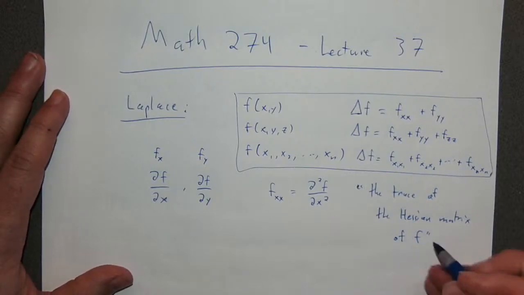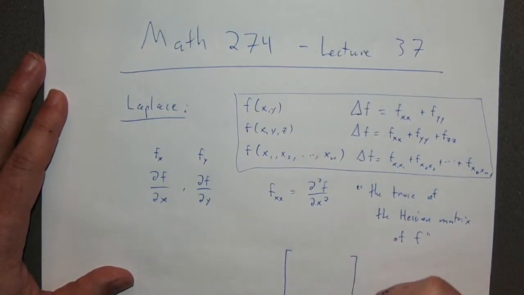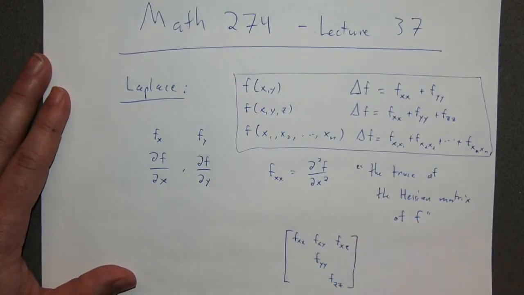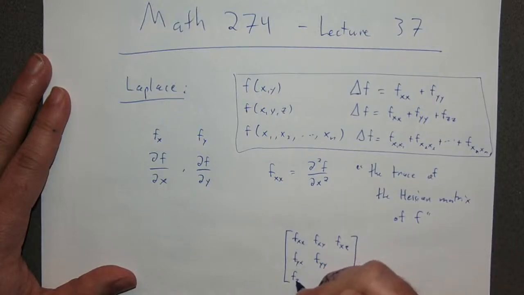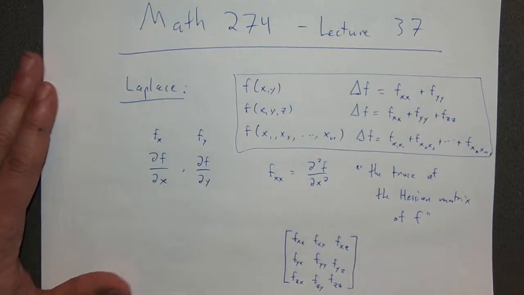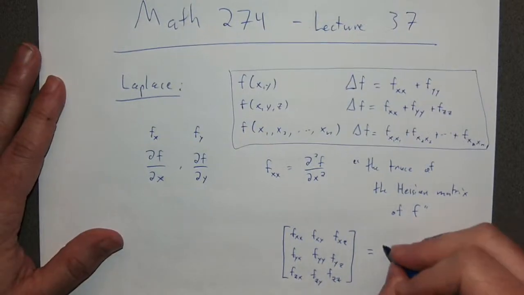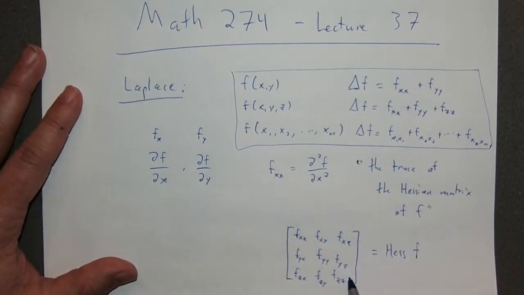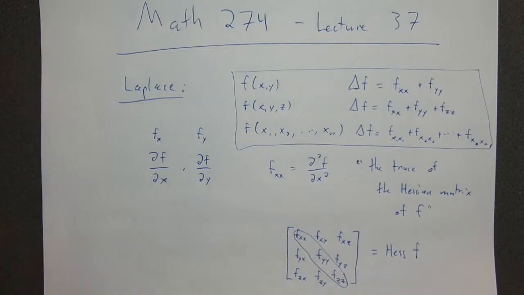So if you write out the Hessian matrix of a function, say of three variables, you'd have f sub xx, f sub yy, and f sub zz on the diagonal here. And here might be f sub xy, and here's f sub xz. And here would be f sub yx, here's f sub zx, and so on. I might as well fill it out now that I've filled it out all this way. So this is f sub zy, and this would be f sub yz. So there. This is Hess f, the Hessian matrix of f, and the Laplacian is the sum of these diagonal entries.